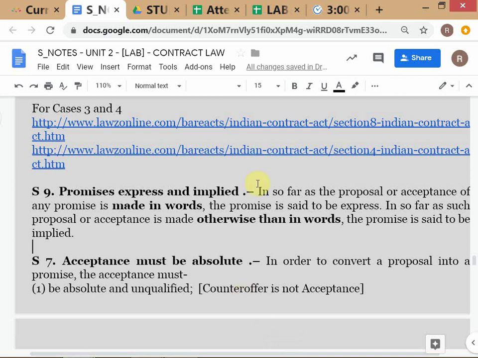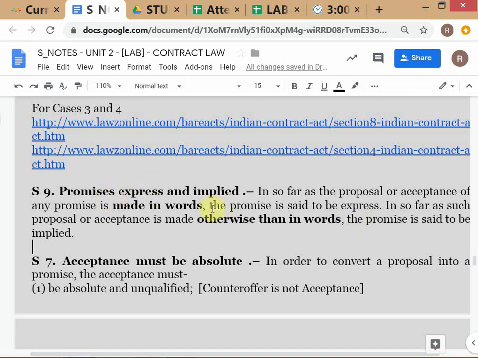So what they're clarifying here, now here we can dispel certain myths, because many people have myths that contracts have to be written. There's no need for contracts to be written. Can you see the first? You can see there are two types of promises, express and implied.